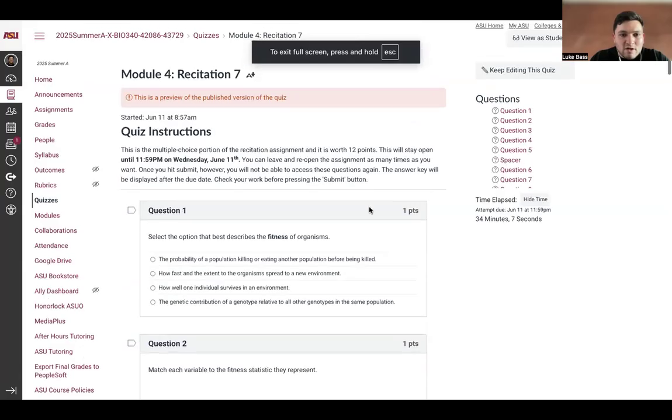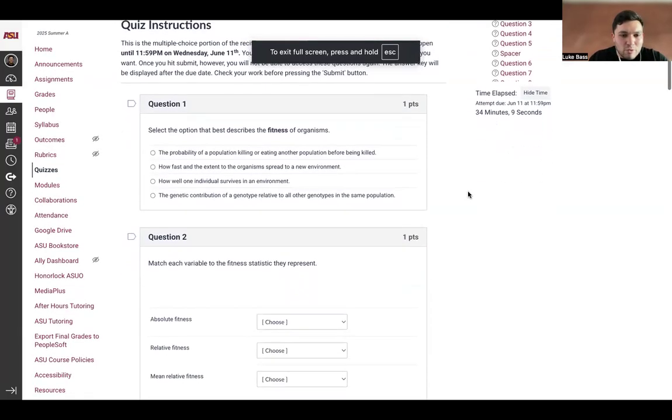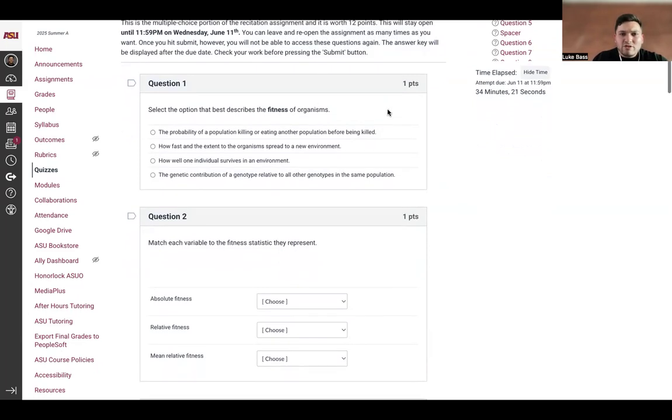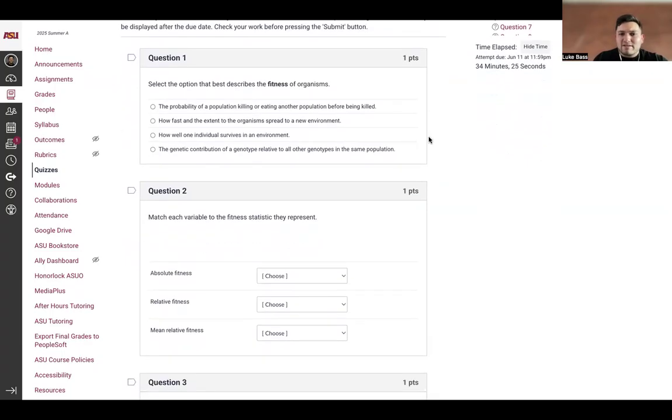Cool. So, looking at the first couple questions, you should be able to figure these out from the PowerPoint itself. Looking at the option that best describes the fitness of organisms. Using the PowerPoint, try to select the best answer here. There might be some answers that are a little persuasive in that you should pick that one, but ultimately you'll be finding the best answer.